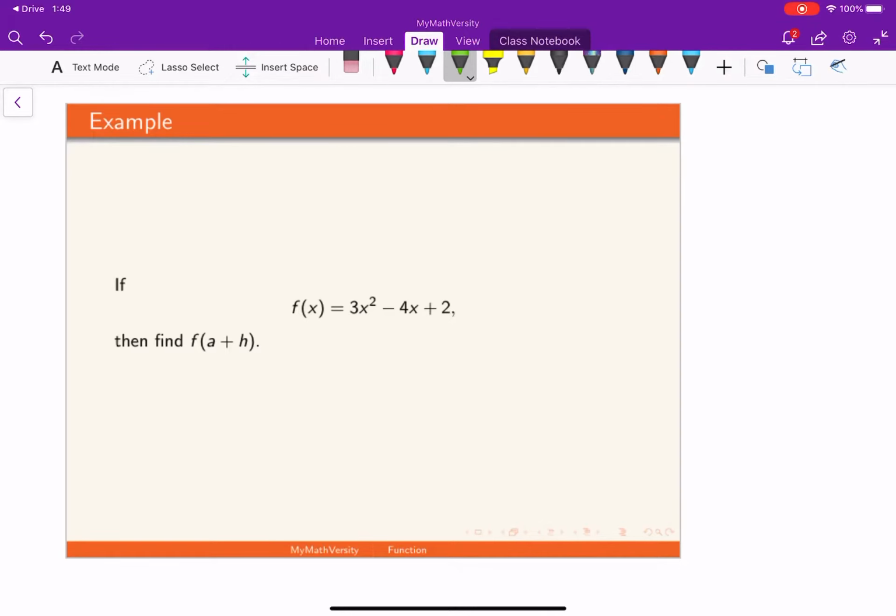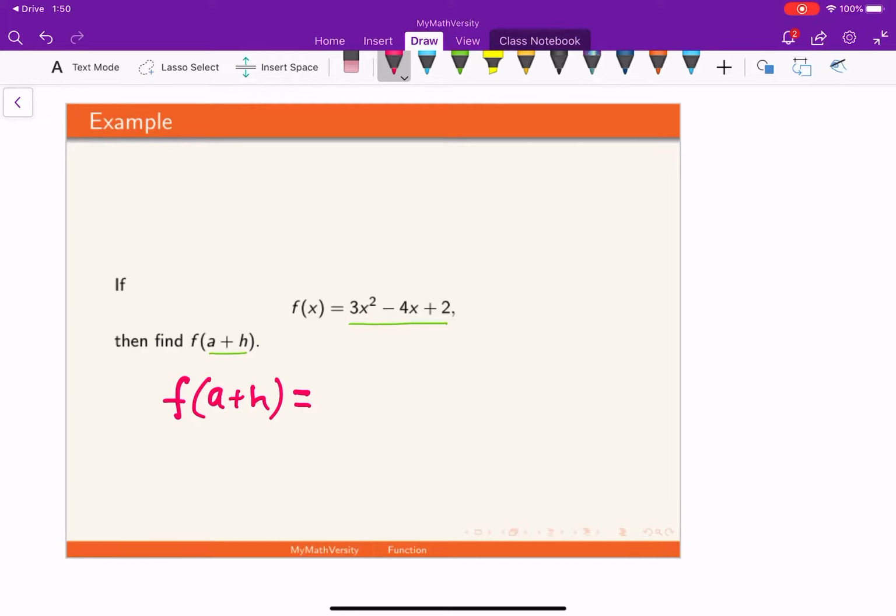So we have given here the function as 3x squared minus 4x plus 2, but our goal is to find the function at a plus h. So let's try to do that. By this question, you know that we need to figure out f of a plus h, right? And how can we do that?